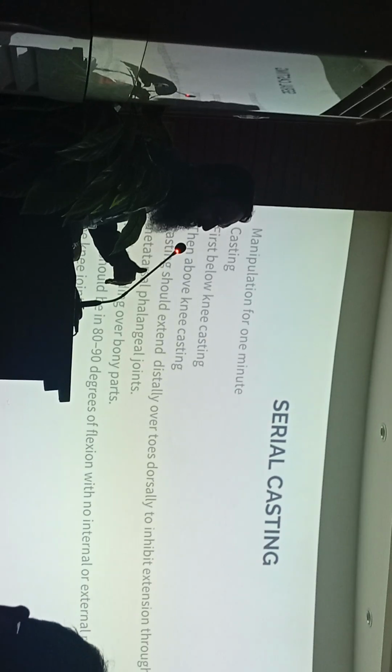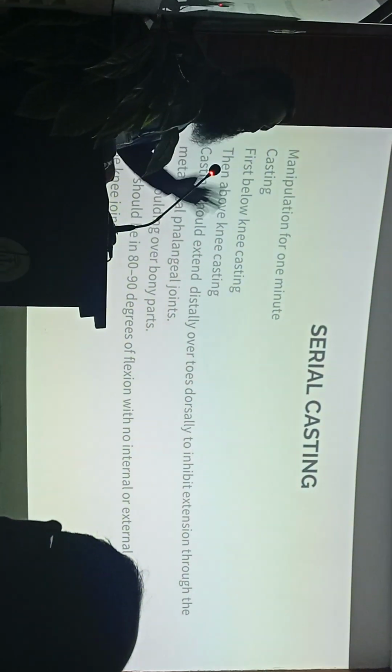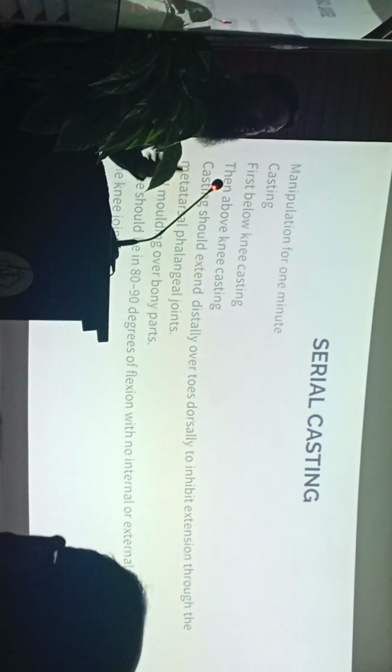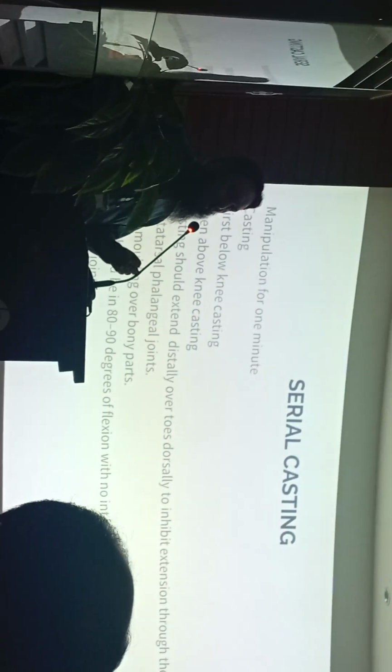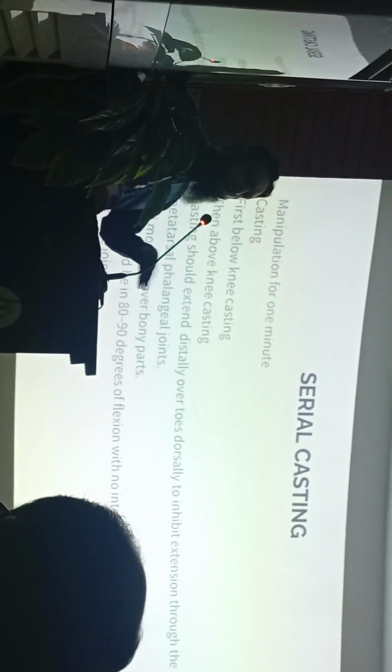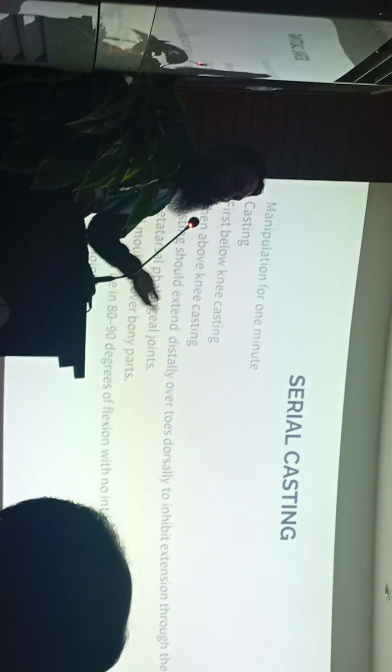Manipulation for 1 or 2 minutes, then casting, first below knee casting, then above knee casting. This casting should extend up to the dorsum of toes, so that there is no extension at the metatarsophalangeal joint, with good molding over bony parts, and the knee should be in 80 to 90 degrees flexion with no internal or external rotation through the joint. It is similar to the Ponseti method, but it is the reverse. At the end of 5 or 6 casts, the final picture is similar to club foot. Now you have converted CVT into CTEV.